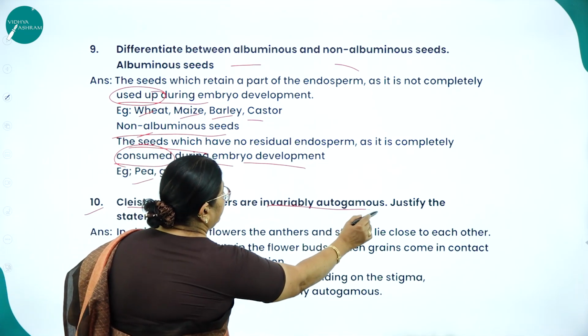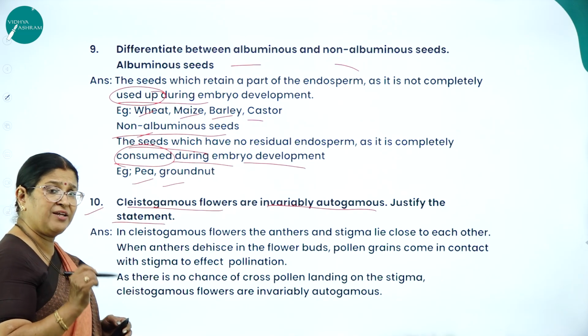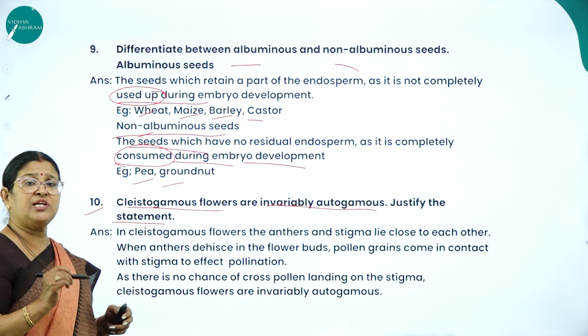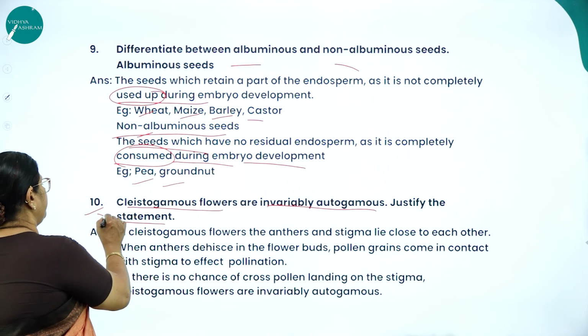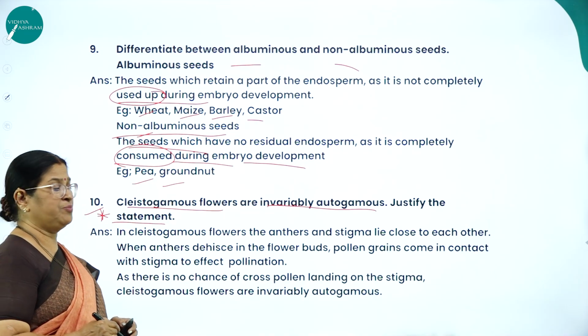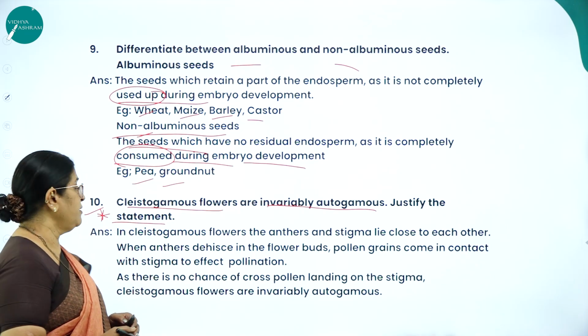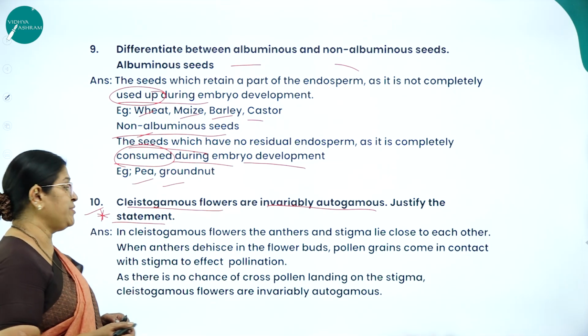Cleistogamous flowers are invariably autogamous. Justify the statement. This is a very, very important question. Usually they ask in the examination, so you can put a star here. It's a very important question from examination point of view. Why are cleistogamous flowers invariably autogamous? It's one of the conditions for autogamy also.